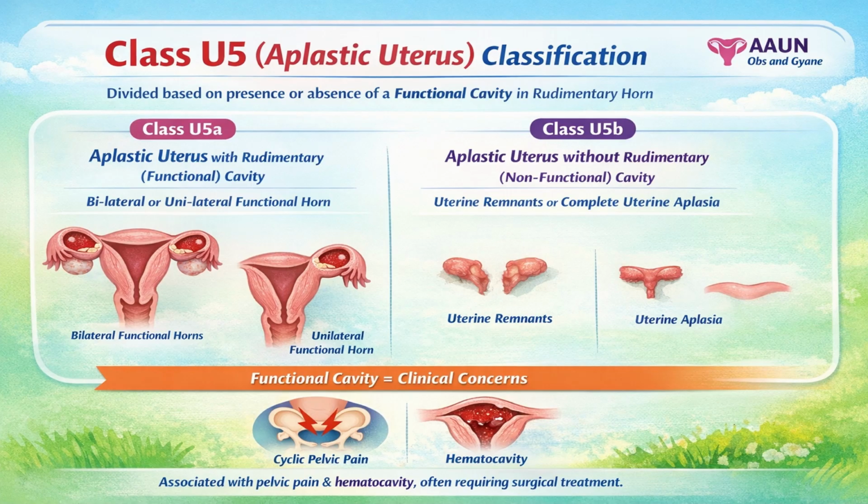U5 is aplastic uterus divided based on the presence or absence of functional cavity or rudimentary horn. Class U5A is aplastic uterus with a rudimentary functional cavity, bilateral or unilateral functional horns. In class U5B, there is aplastic uterus without rudimentary cavity. These conditions are associated with the pelvic pain and hematocavity, often requiring surgical treatment.